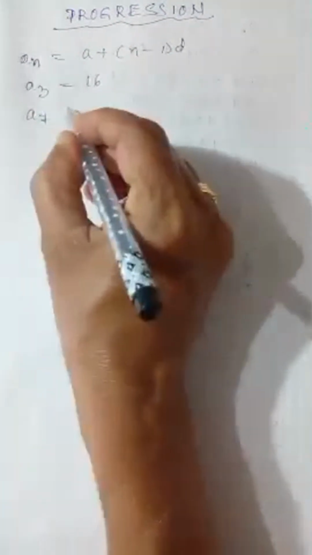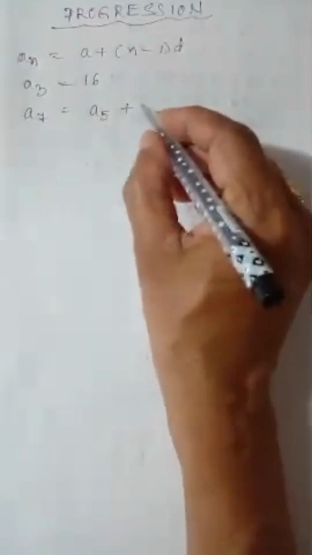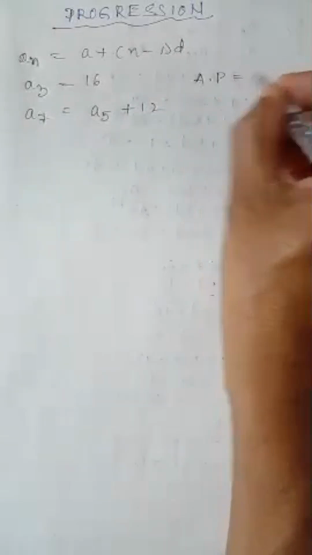Here the third term is 16. Third term is a3, that's 16. And one more thing is given: the seventh term, a7, exceeds the fifth term. Exceeds means plus. So it exceeds the fifth term by how much? 12. Using these two things, you have to find the arithmetic progression, meaning the terms of the arithmetic progression.